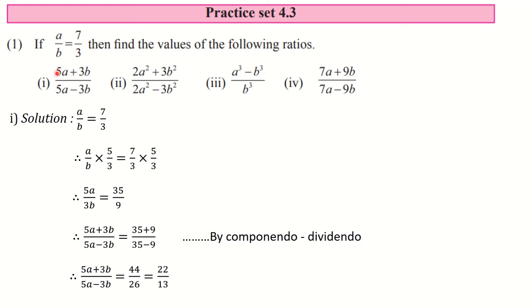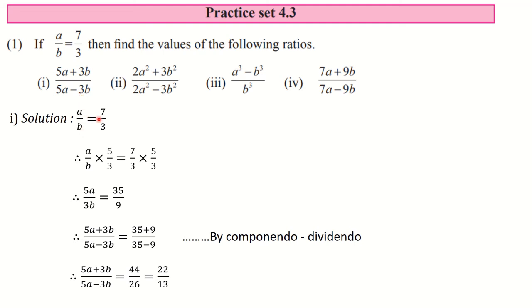See, 5a here also and here also. 3b here also and here. The terms are same, only they are separated by plus and minus sign. So we have to make use of the componendo dividendo property. But we have to always start from what is given to us. Please don't start from here. You know that this is our final step.